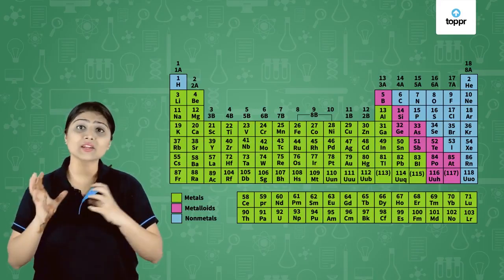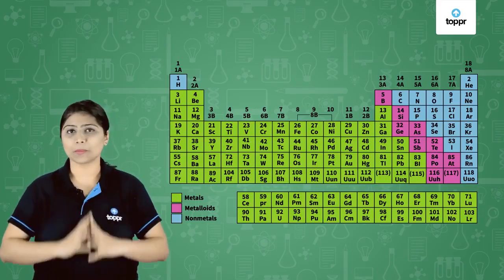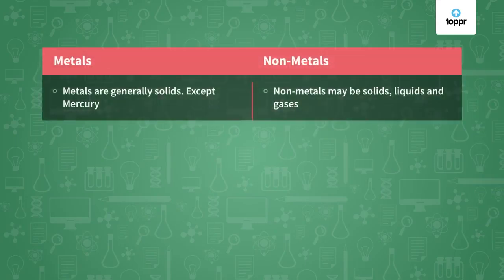Let us see how metals and non-metals are having opposite properties. Now metals are generally solids at room temperature except mercury. For example, gold, silver, platinum, iron, copper, etc. Then non-metals may be solid, liquid or gases at room temperature. For example, carbon, which is found either in the form of diamond or graphite. It is in the solid state. Then bromine, it is a non-metal in the liquid state. Then oxygen, hydrogen, nitrogen, they are gases which are non-metals in the gaseous state.